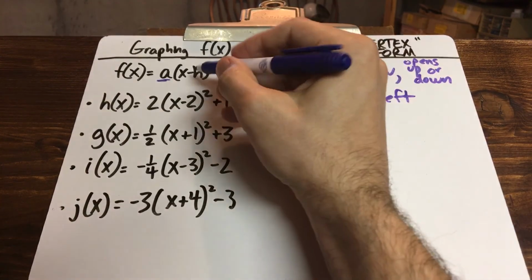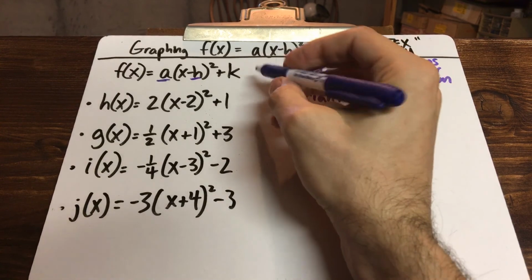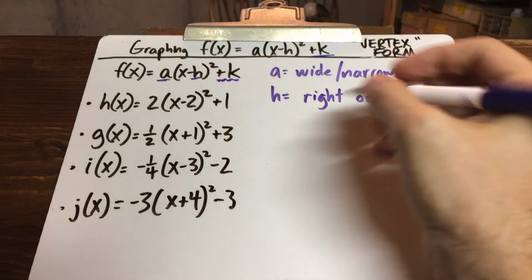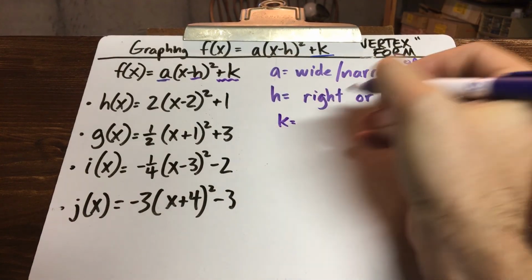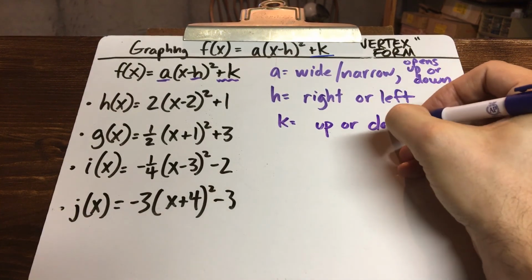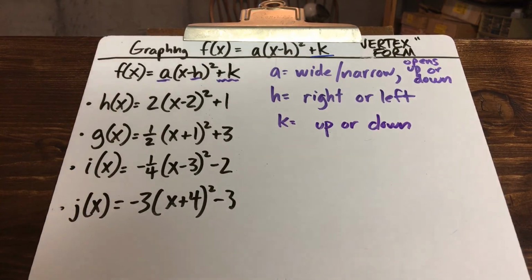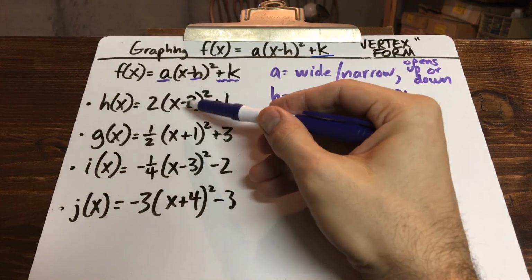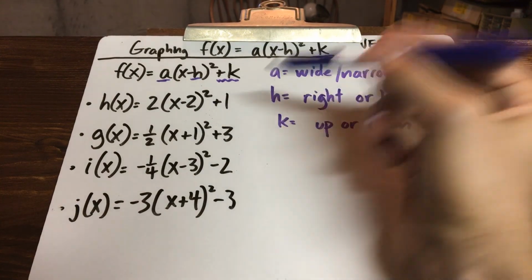And now what we're going to look at adding to it today is this right here, this letter K. This letter K at the end is going to tell you how far up or down. It's kind of like the y-intercept, you know? And so this is going to tell you how far it goes up or down on the y-axis. So this one is going to go 2 to the right, and it's going to go up 1.